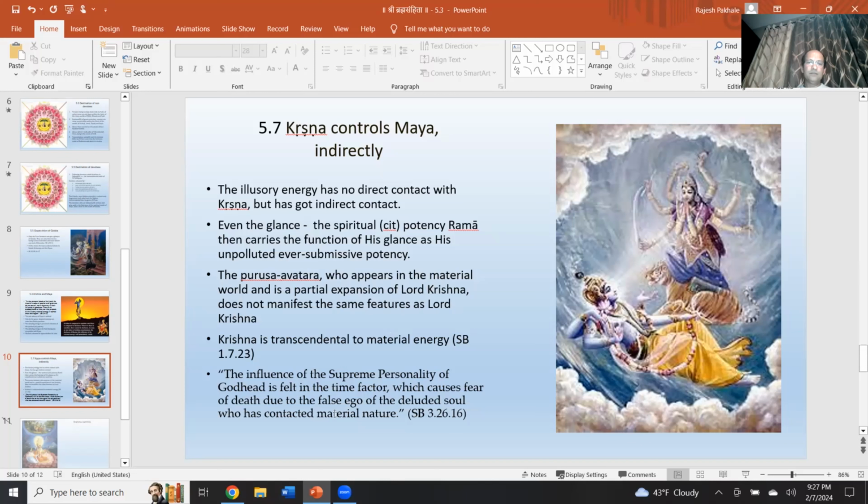And then in the Srimad Bhagavatam, in the Third Canto, Kapila Deva, when he's instructing Devahuti, mentions that the influence of the Supreme Personality of Godhead is felt in the time factor in the material world, which causes fear of death due to the false ego of the deluded soul who has contacted material energy. So through the time agency, he is controlling all the living entities in the material world and the whole material creation.